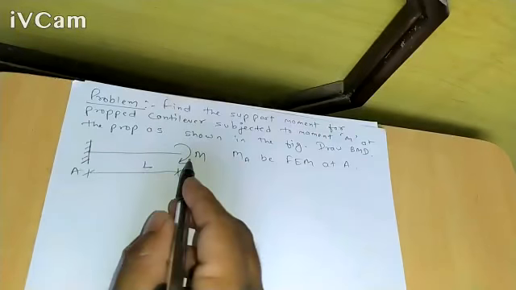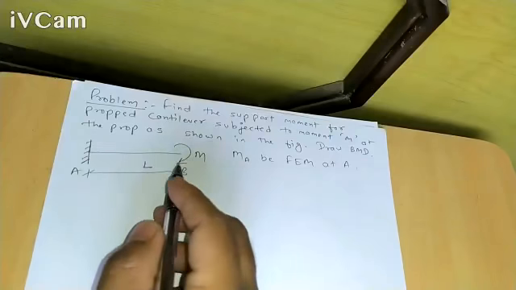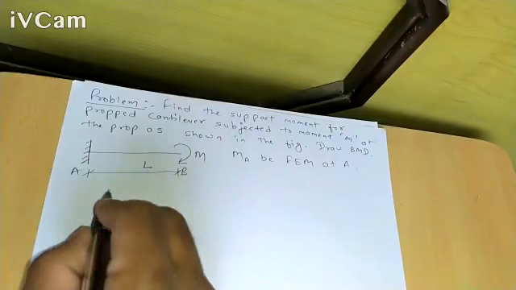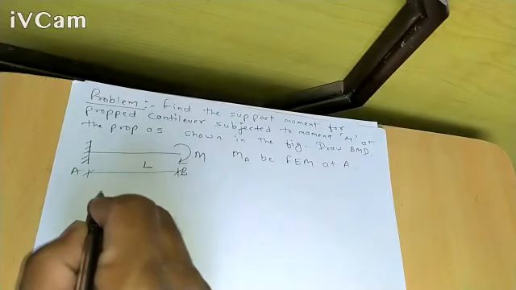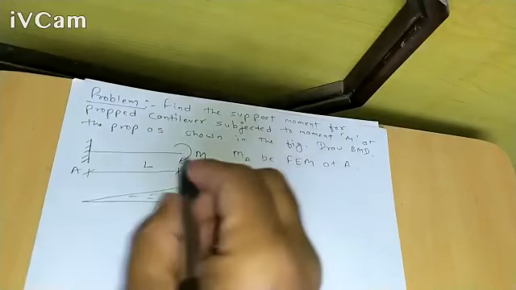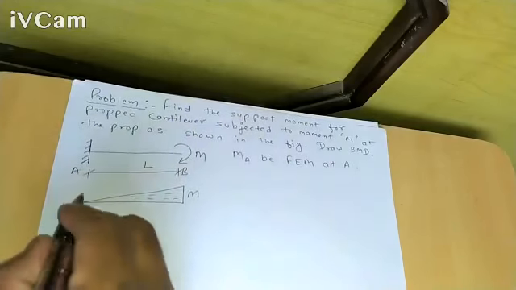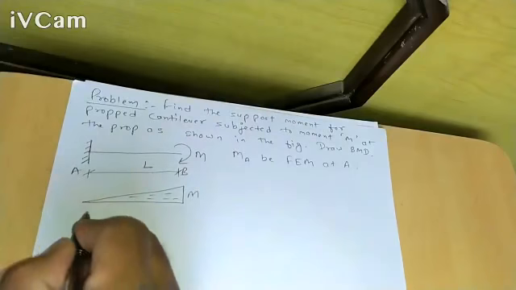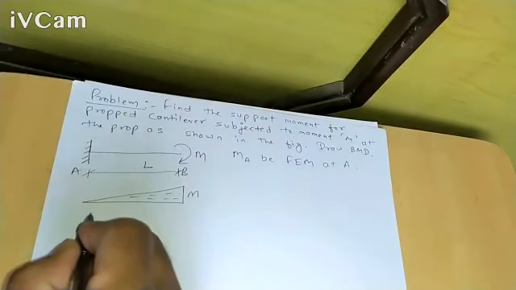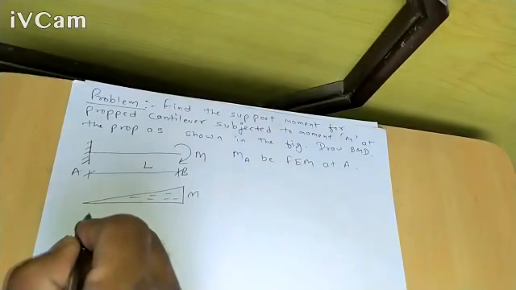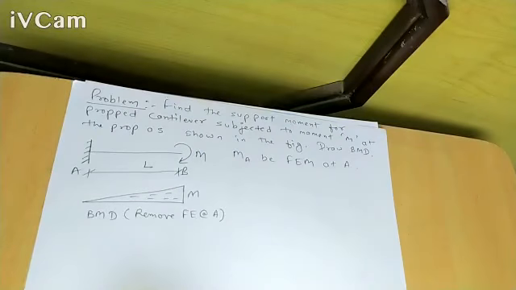Similarly, if you consider the friction moment at A, in this case you will get the positive one because of the sign convention. This is moment A, and this is the bending moment diagram. Remove M moment here. So what we are doing is, first of all we remove this fixed support here and take the moment at this position. So you will get the bending moment diagram like this.